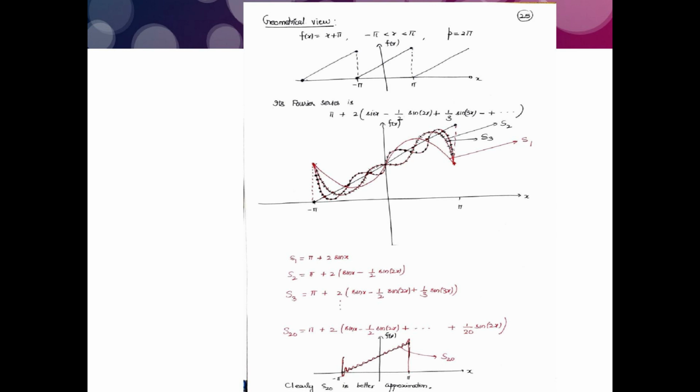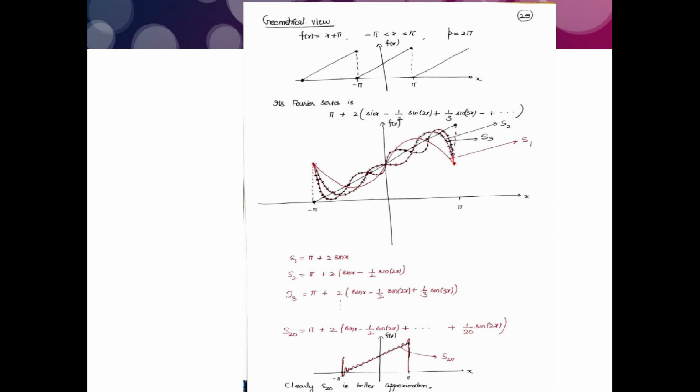So we can approximate this function by various partial sums. I can say s1 is pi plus 2 sine x, then s2, it means number of terms up to n equal to 2. We can approximate by s3 and suppose s20 also. Now see the second graph. I have the graph of the function from minus pi to pi, then for s1, s2 and s3.